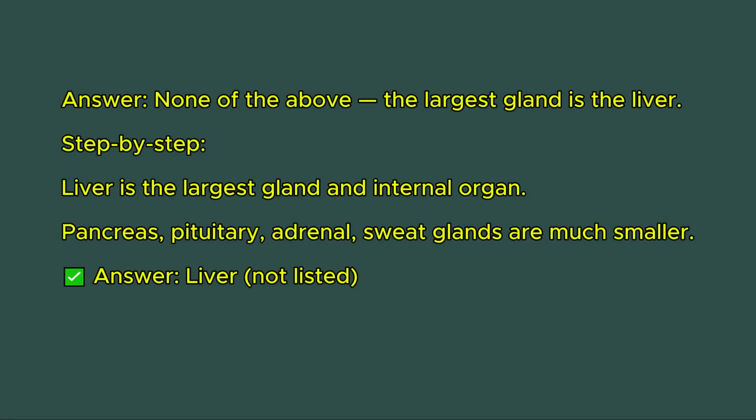Answer: none of the above. The largest gland is the liver. Step by step. The liver is the largest gland and internal organ. Pancreas, pituitary, adrenal, and sweat glands are much smaller. Answer: liver, not listed.